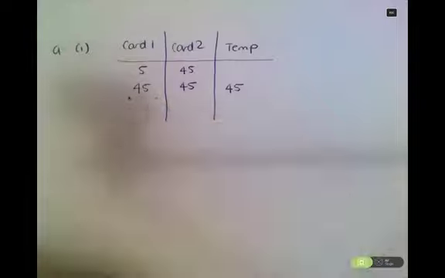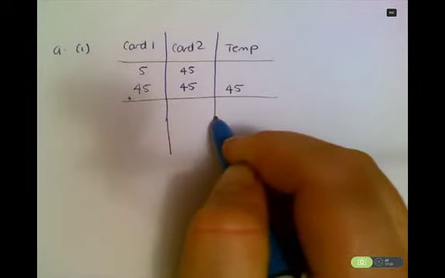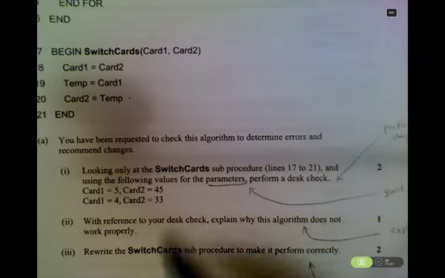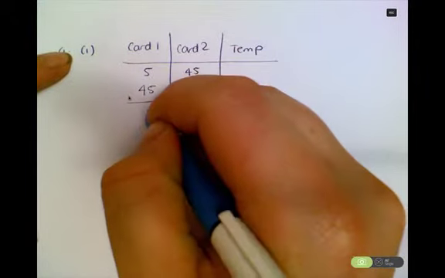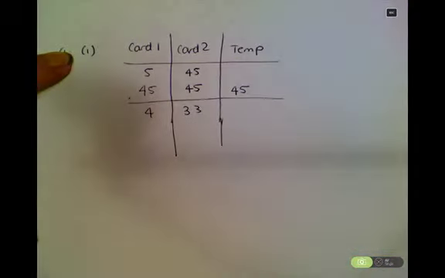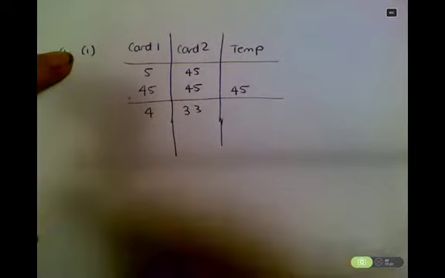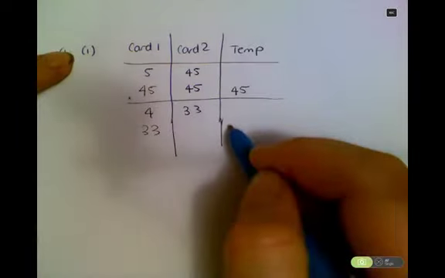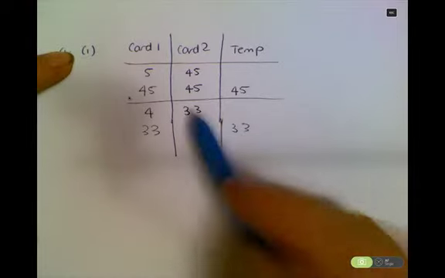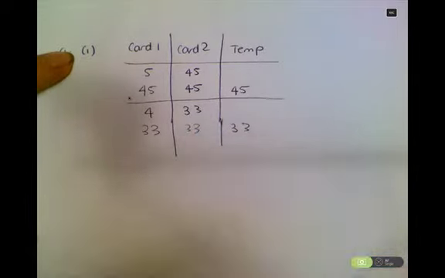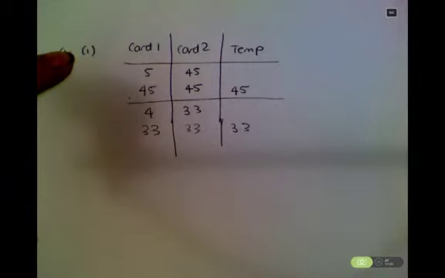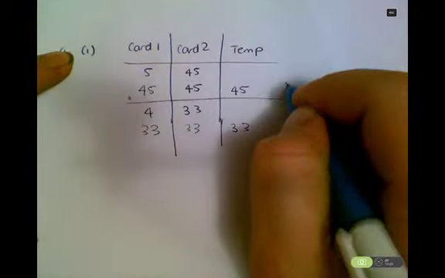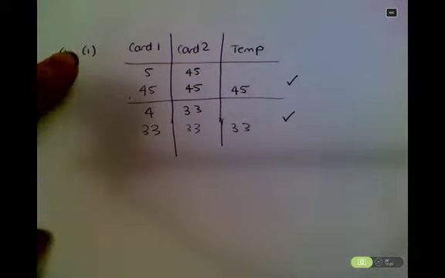The second part was another desk check, just using different test data, so 4 and 33, and we'll continue the same process. The first process was card 1 assumes card 2's value, which is 33. Then temp assumes card 1's value, which is 33. And then card 2 assumes what temp is, which is 33, and that stays the same. So there we've got the problem. That was worth 2 marks, and you got 1 mark for each of the correct desk checks.